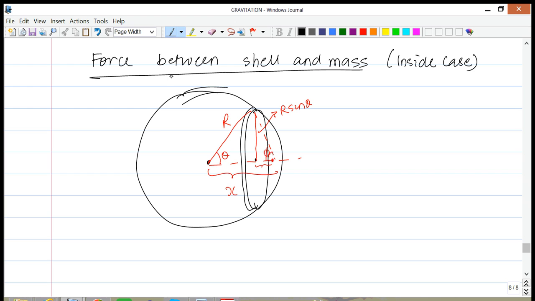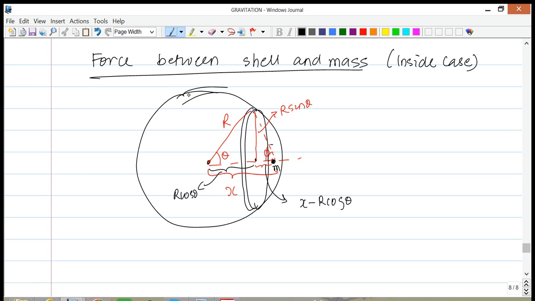So once again, what we have is a shell. We will take a ring, and now in this case the mass is somewhere here. Okay, so this mass m is here, and we again have the distance from the center is x. The radius of the shell is r, the angles are theta and phi, and we have the r sine theta in the picture. Then this length here is r cosine of theta, and this distance here is equal to x minus r cosine of theta.